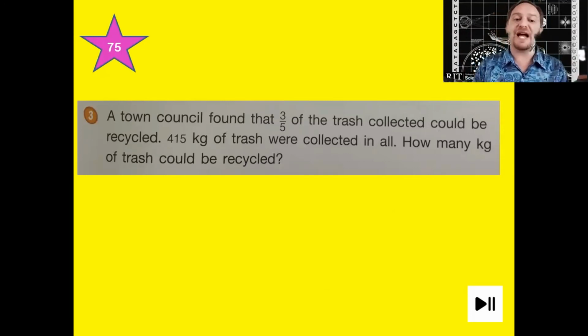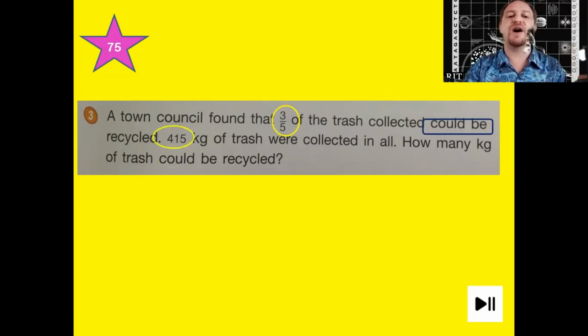Okay, first of all, a town council, that is an expression used in England, where I come from, and it just means the local government, the government who is responsible for collecting the trash in the city, keeping the city nice and clean, okay, responsible for water, things like that, okay? That's what a town council is, okay? So what do we have? Let's see, we have the fraction 3/5, and they said it could be recycled, correct? Okay, the total amount of trash was 415 kilograms. That's how much was collected in all.